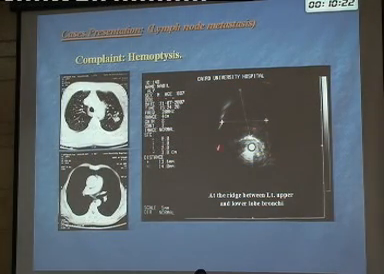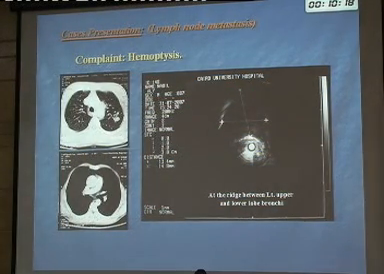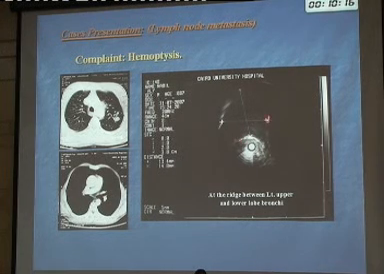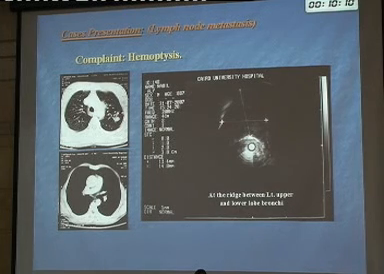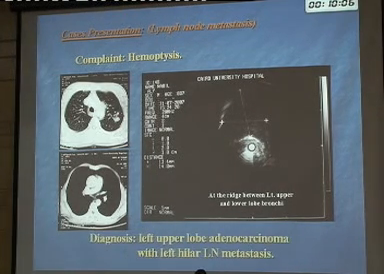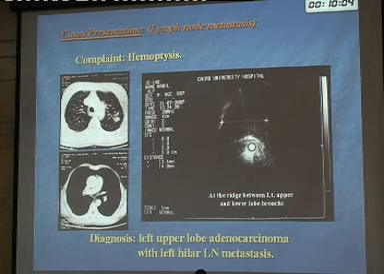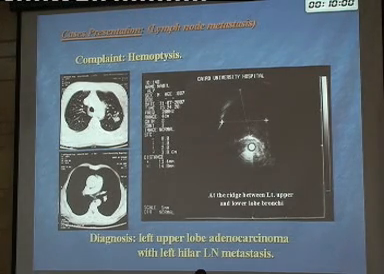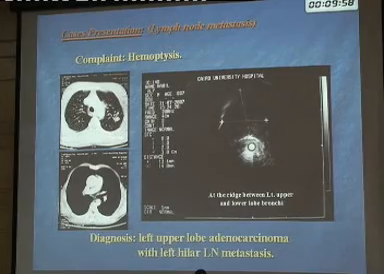This is the EBUS by direct contact technique at the ridge between the left upper lobe and the lower lobe, which revealed the presence of lymph node enlargement. The EBUS-guided transbronchial lung biopsy from the peripheral lesion and the EBUS-guided TBNA from the left hilum revealed that this case is left upper lobe adenocarcinoma with left hilar lymph node metastasis. So EBUS is very important for staging of bronchogenic carcinoma.